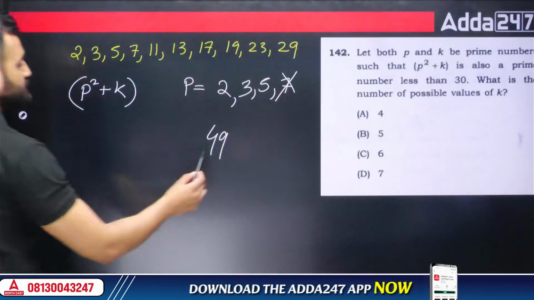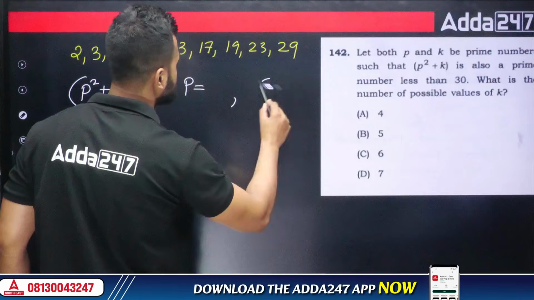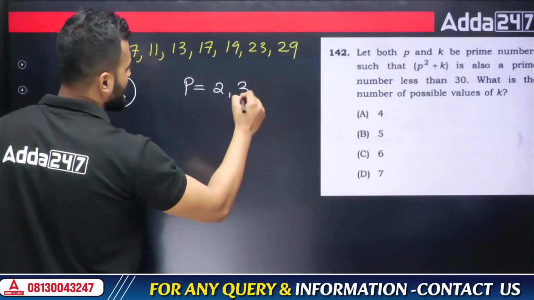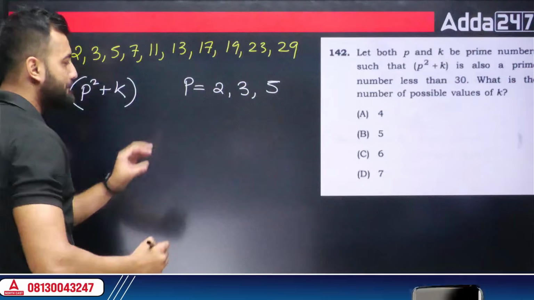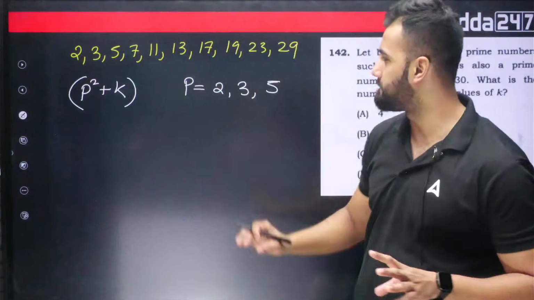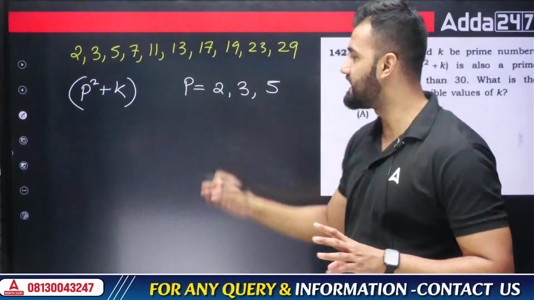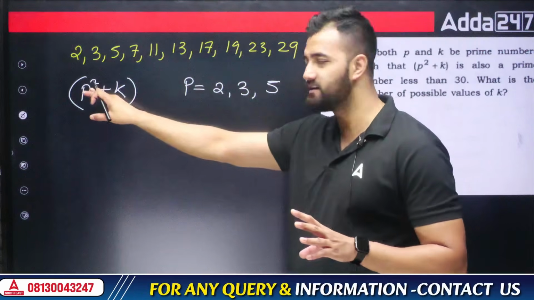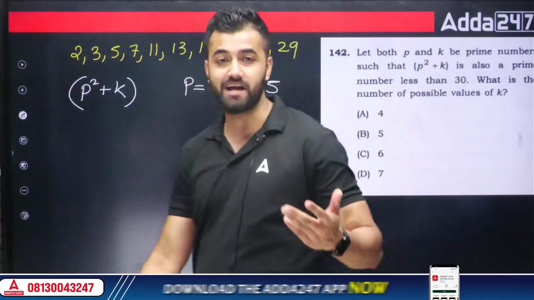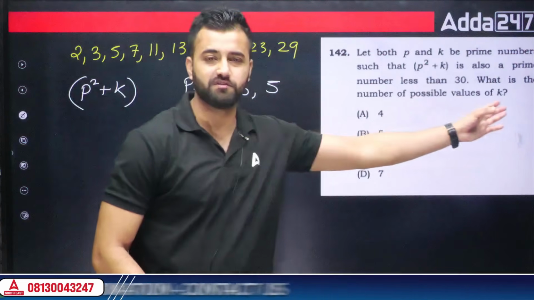So what are the numbers that we can take? We can take only 3 numbers out here. That is 2, then 3, and then 5. So P's values are fixed. There isn't any other value which you can place instead of P. Now as I've got P, I'll just put this in here, and then I'll get K's individual value, because I want to find how many values can there be possible for K.